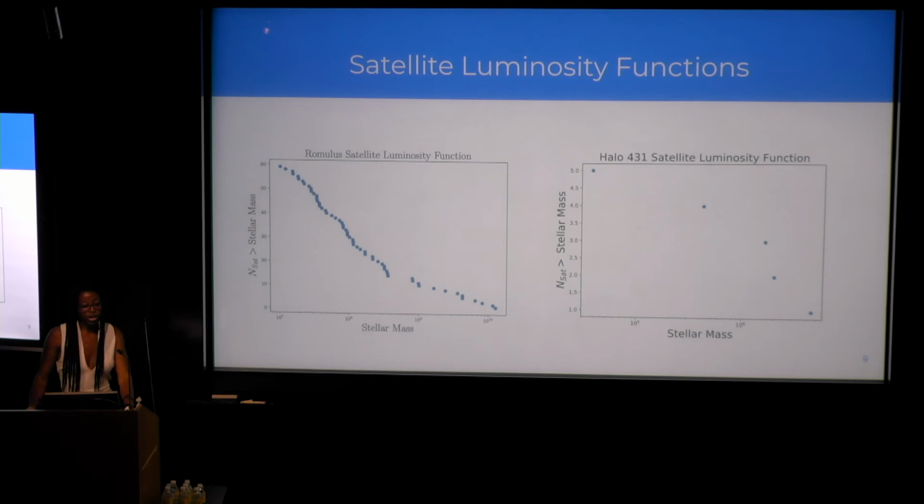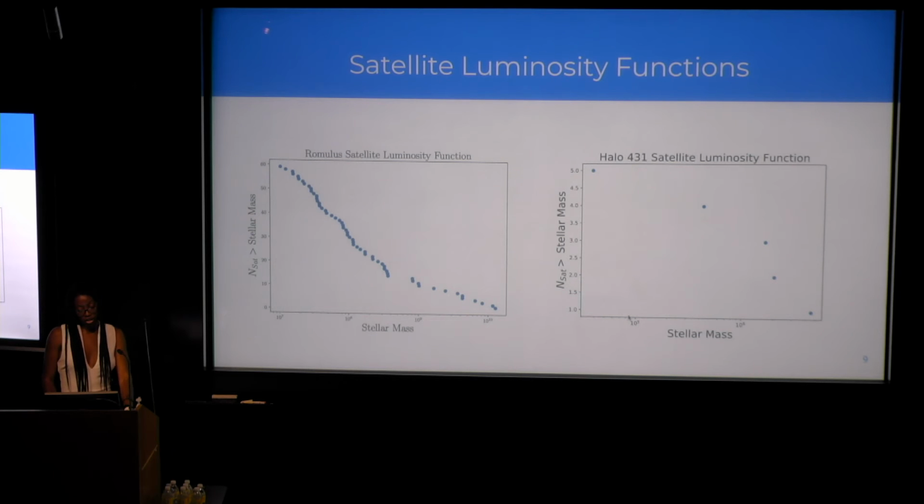And here are satellite luminosity functions. On the left side is the Romulus satellite luminosity function in terms of stellar mass. We have the number of satellites compared to stellar mass. As you can see at the bottom, in terms of stellar mass, it goes from 10 to the 7th all the way to 10 to the 10th stellar mass.